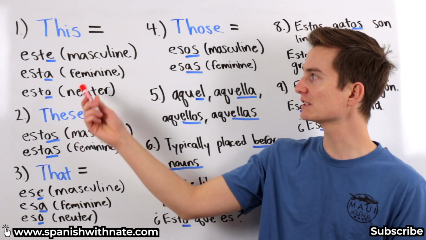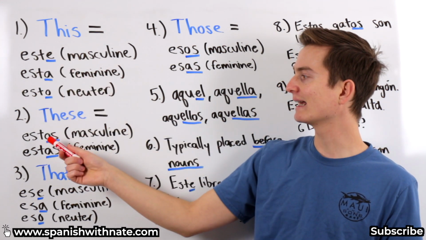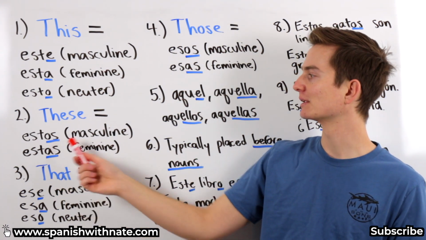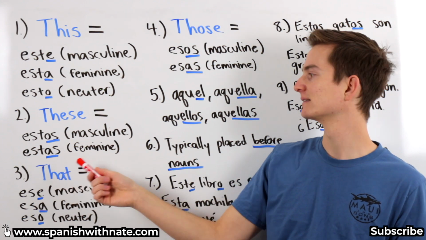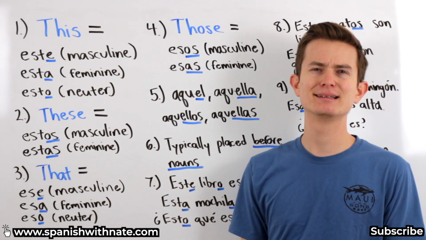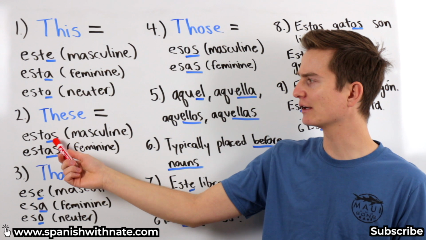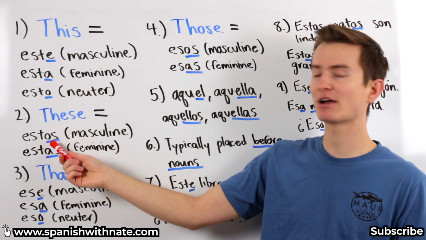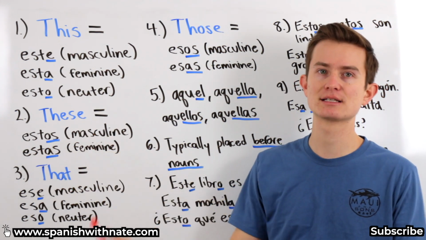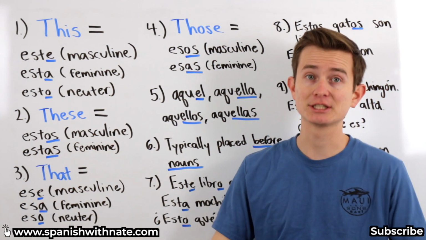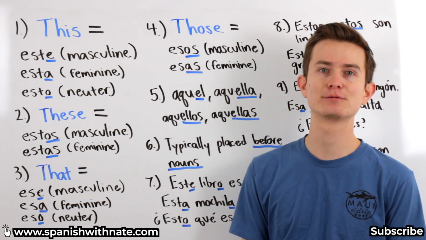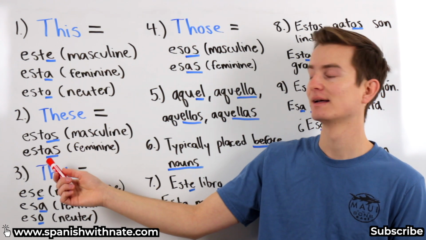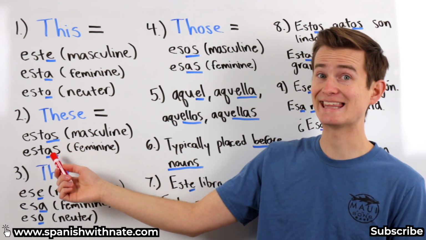Moving on to "these," we're essentially taking this and adding on os or as to the end. Estos, that's masculine. Estas, feminine. Now, you might be thinking, Nate, this is confusing because you just said earlier that esto is not masculine, yet here I have estos, and now all of a sudden this is masculine. Why is that? It's just how the language is. There's no fancy explanation for that. You wouldn't say estes, that's wrong. It would be estos for these.